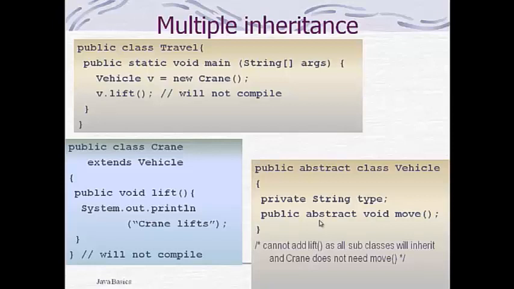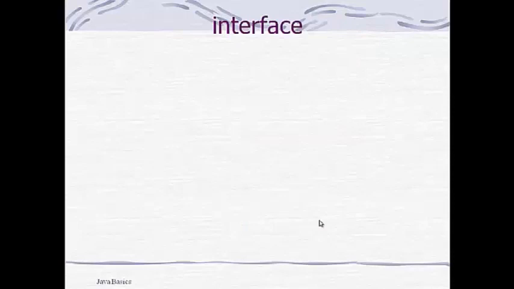So how do we resolve this? Java does not support multiple inheritance through classes. So we cannot say crane extends vehicle extends movable. So we have an alternative called interface.